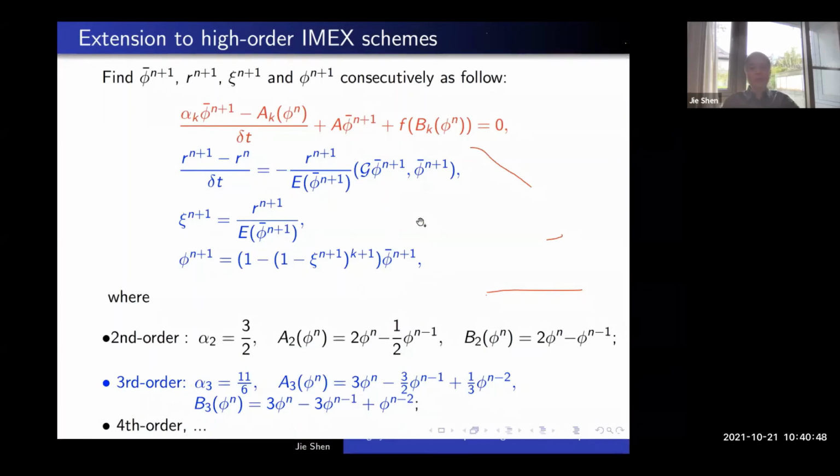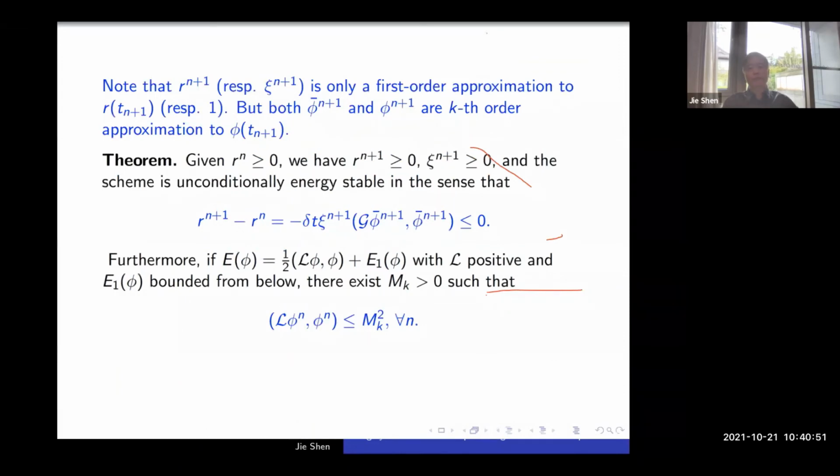Okay, so what type of property do we have? We can show that the scheme is unconditionally stable. In what sense? In this sense: R^{n+1}, we know, is an approximation to the energy. So if R^n is positive, then we can show R^{n+1} is positive and C is positive. So you have this energy dissipation with the modified energy. But this does not really tell you much because this R is just a number, which is an approximation to the energy. It does not contain any norms.